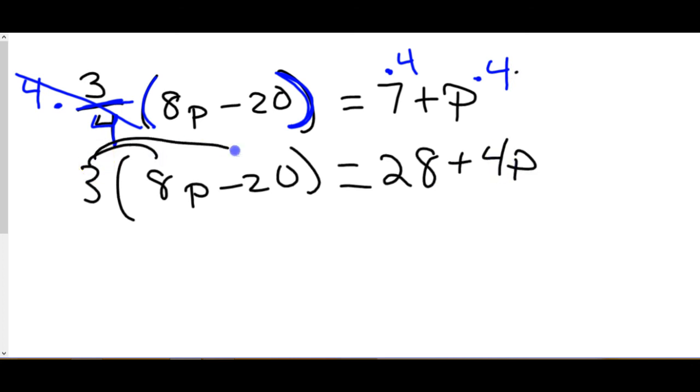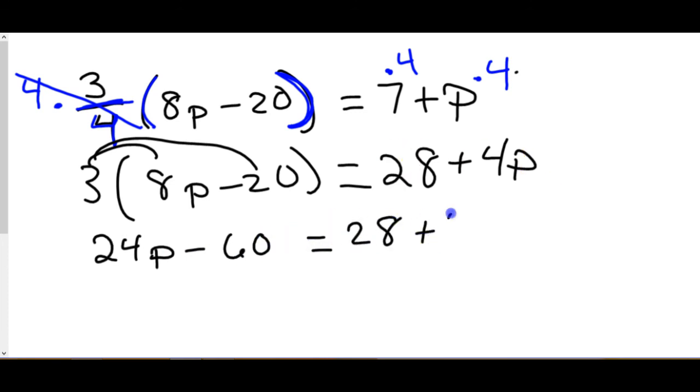Now we have to distribute the 3 in since there were some parentheses. 3 times 8p, 3 times 8 is 24p. 3 times 20 is negative 60. The right side just stays the same. We weren't distributing the 3 to the right side because those were not in the parentheses. Only the 8p and the 20 were in the parentheses.